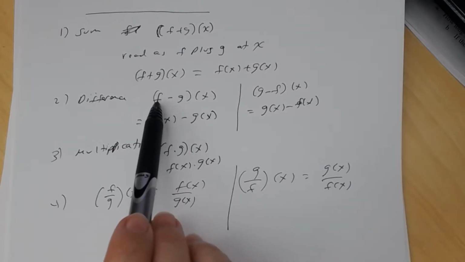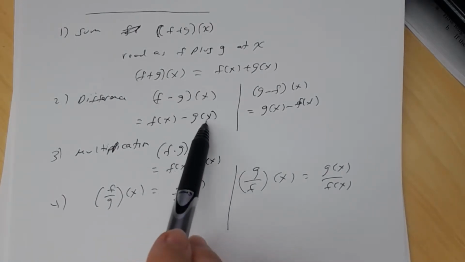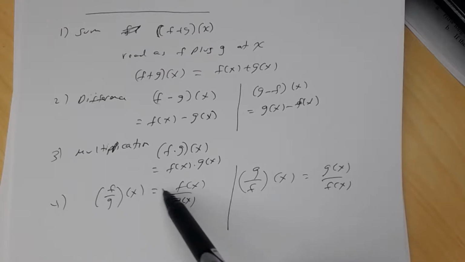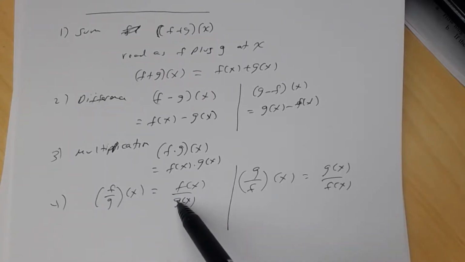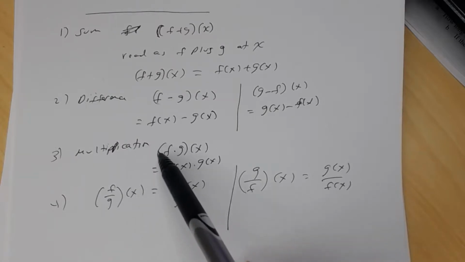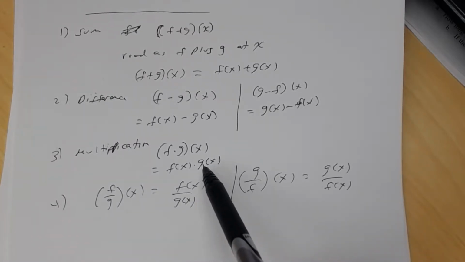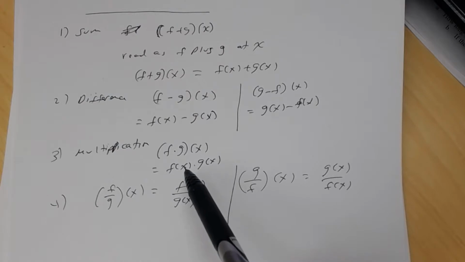Notice the first function listed goes first. The second function listed goes second in terms of subtraction. And then for division, the function in the numerator stays in the numerator. The function in the denominator stays in the denominator. And multiplication, f times g at x is just f of x times g of x. But if you want to say g of x times f of x, that's fine because multiplication is commutative.